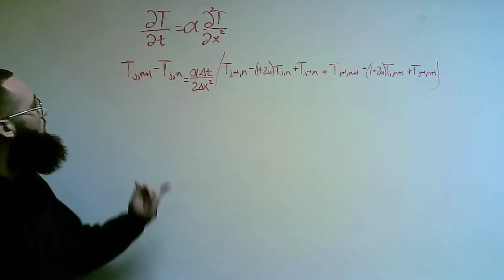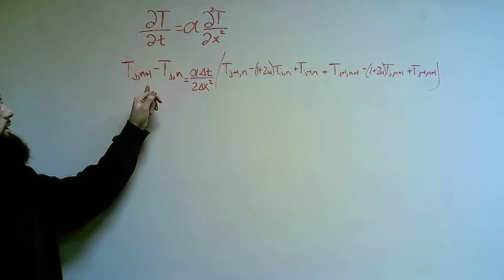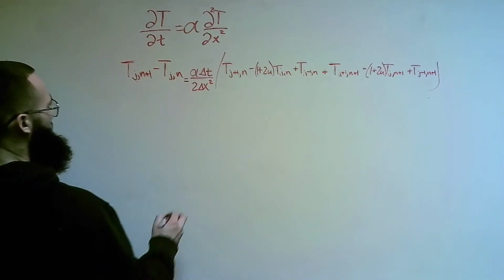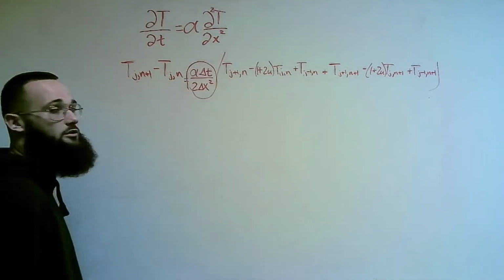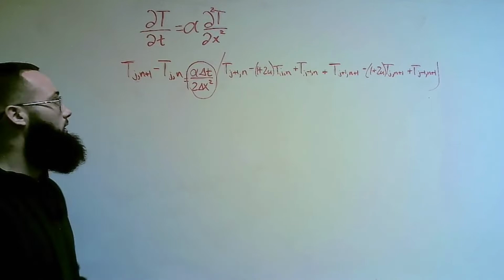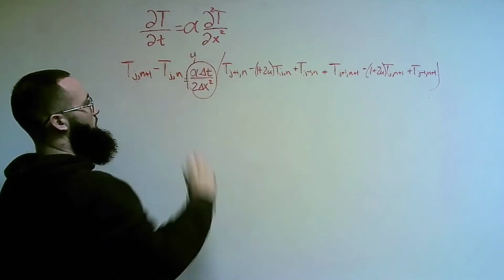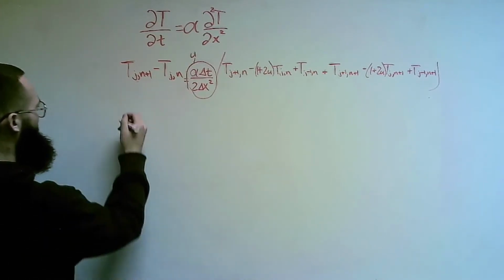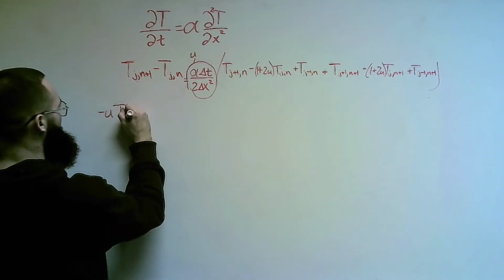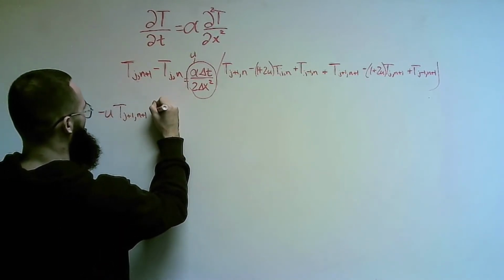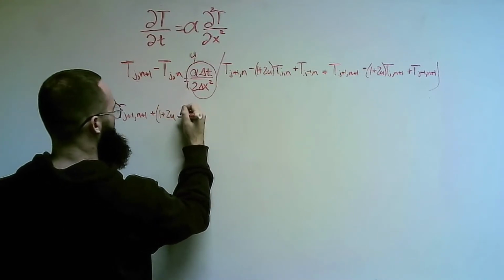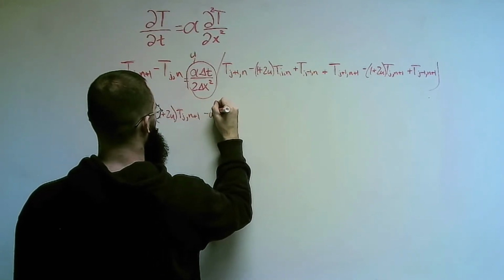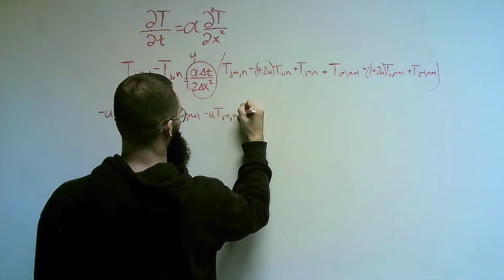So first, we want to combine all the n plus 1 terms on one side and all the n terms on the other side. We're going to do all the n plus 1 over here. But before that, we want to simplify this term right here, as we did with r in the explicit differencing. So we're going to call this u and substitute u in here. After moving everything over, we'll end up with negative u T_(j+1)^(n+1) plus (1 + 2u) T_j^(n+1) minus u T_(j-1)^(n+1).